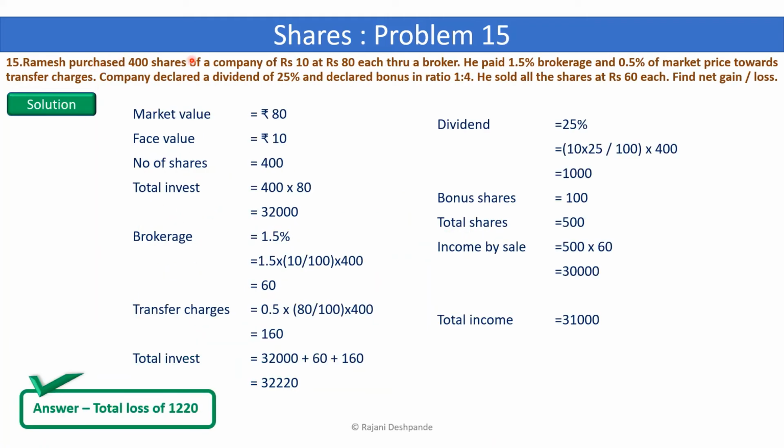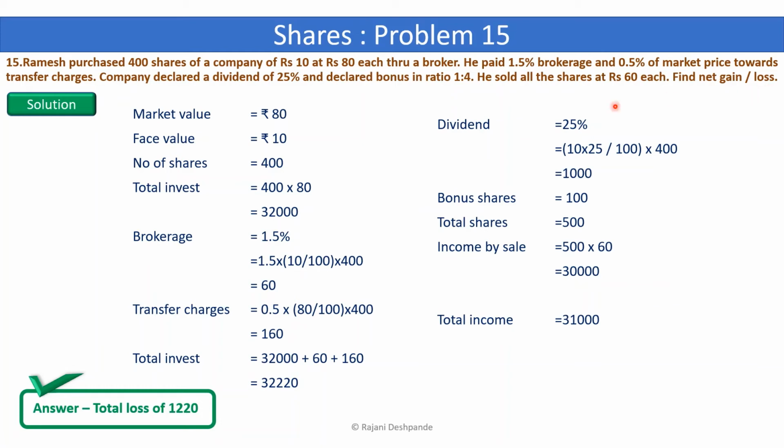Now let us take another different kind of an example. Ramesh purchased 400 shares of a company of rupees 10 at rupees 80 each through a broker. He paid 1.5% brokerage and 0.5% of market price towards transfer charges. Company declared a dividend of 25% and declared bonus in ratio 1:4. He sold all the shares at rupees 60 each. Find net gain or loss.